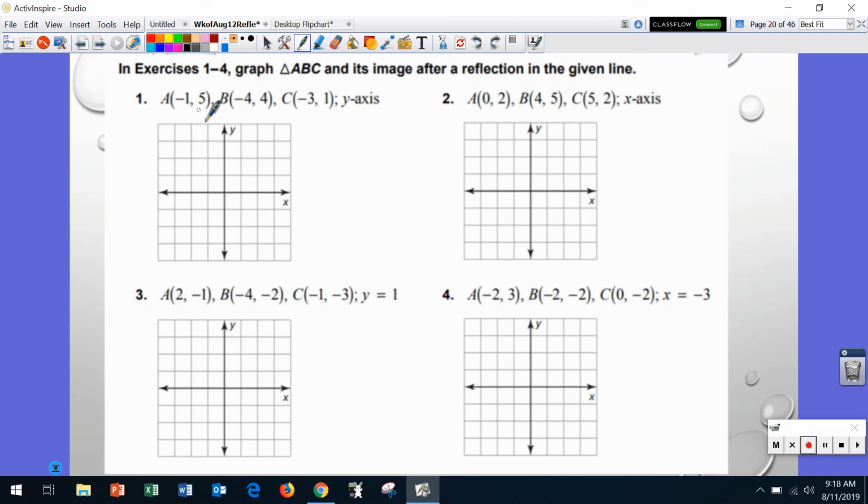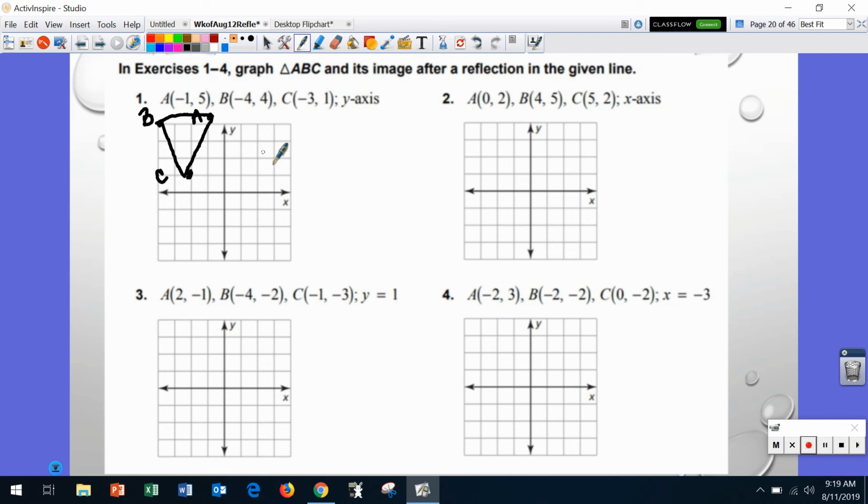Okay, so first thing I want to do is go through here and graph A, B, and C. That is my pre-image. So this is -1, 1, 2, 3, 4, and I need one more space up here. That's 5, so we're going to call that A. And then we're going to get -4 and 4, that's B. And then we're going to do -3 and 1, and that is C. Alright, so I'm going to connect my dots here for my pre-image.